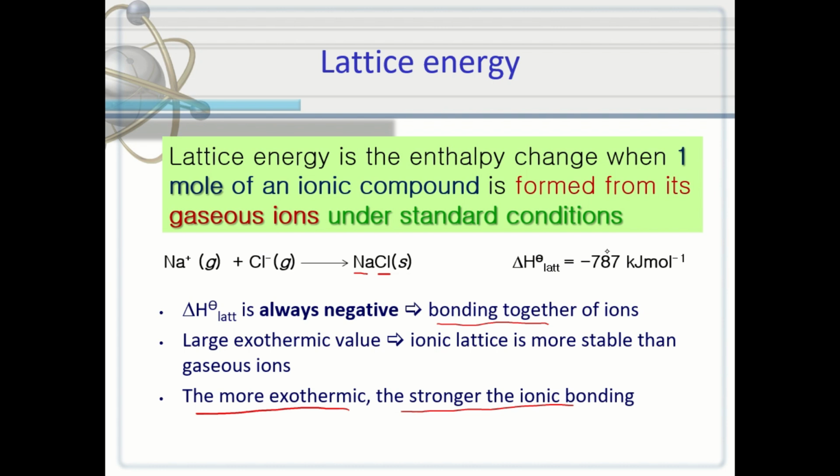The first example given here is sodium chloride. Lattice energy is negative 787 kJ per mole. Let me write another example, magnesium oxide. Lattice energy is negative 3,923 kJ per mole. If we compare these two lattice energies, the lattice energy of magnesium oxide is more exothermic. This is telling us that the ionic bonding between magnesium 2+ ions and oxide ions is stronger than the ionic bonding between sodium and chloride ions.